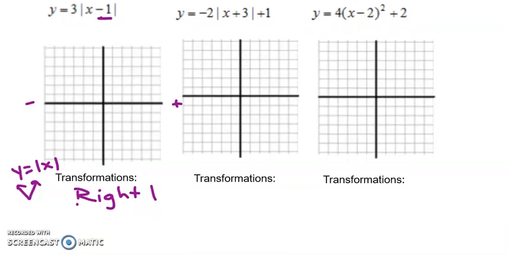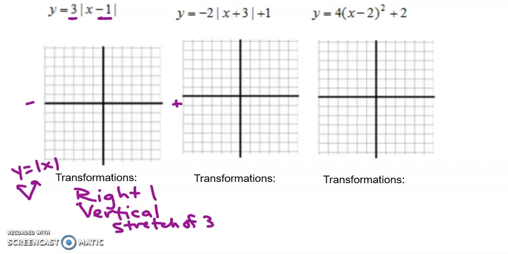All right, I'm also multiplying it by 3. So I'm going to have a vertical dilation. Well, that 3 is greater than 1, so it's going to stretch it. So I say vertical stretch of 3. Okay.